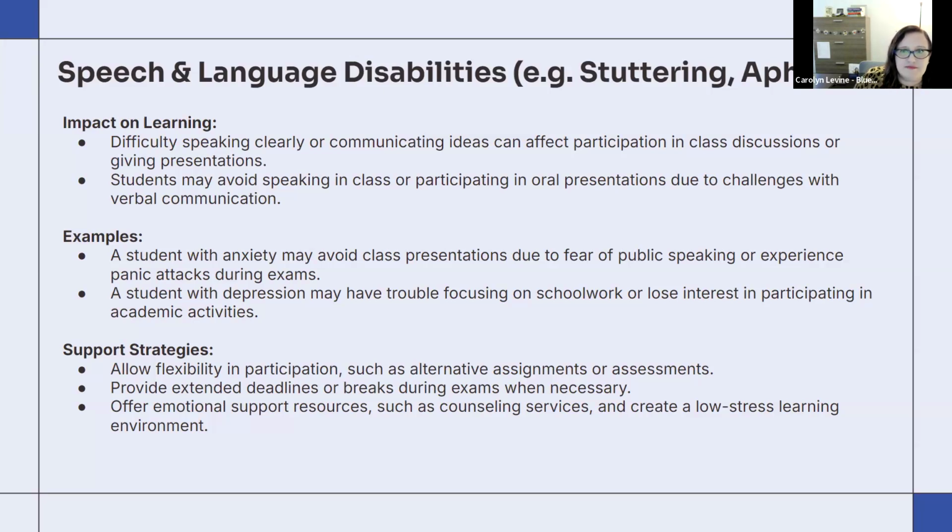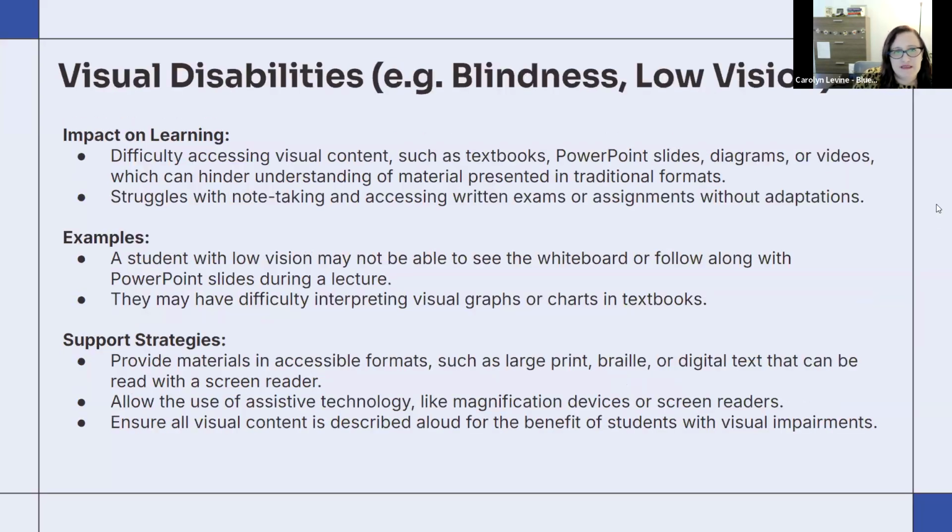So again, allowing flexibility and participation is helpful. These support strategies are very similar to what you saw for the psychological disabilities. And they can get really discouraged as well. So again, focusing on those emotional support resources, making sure folks are aware of what is available to them and that there are folks here to support them if needed.